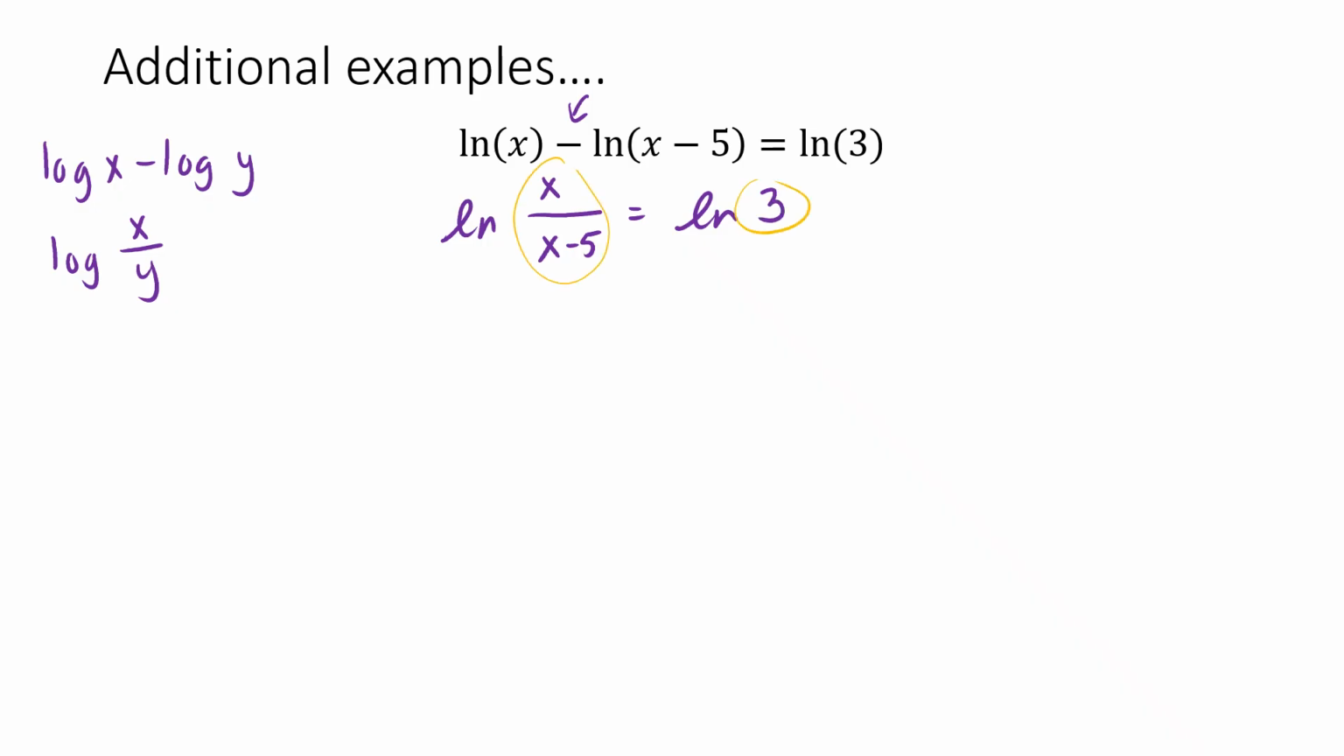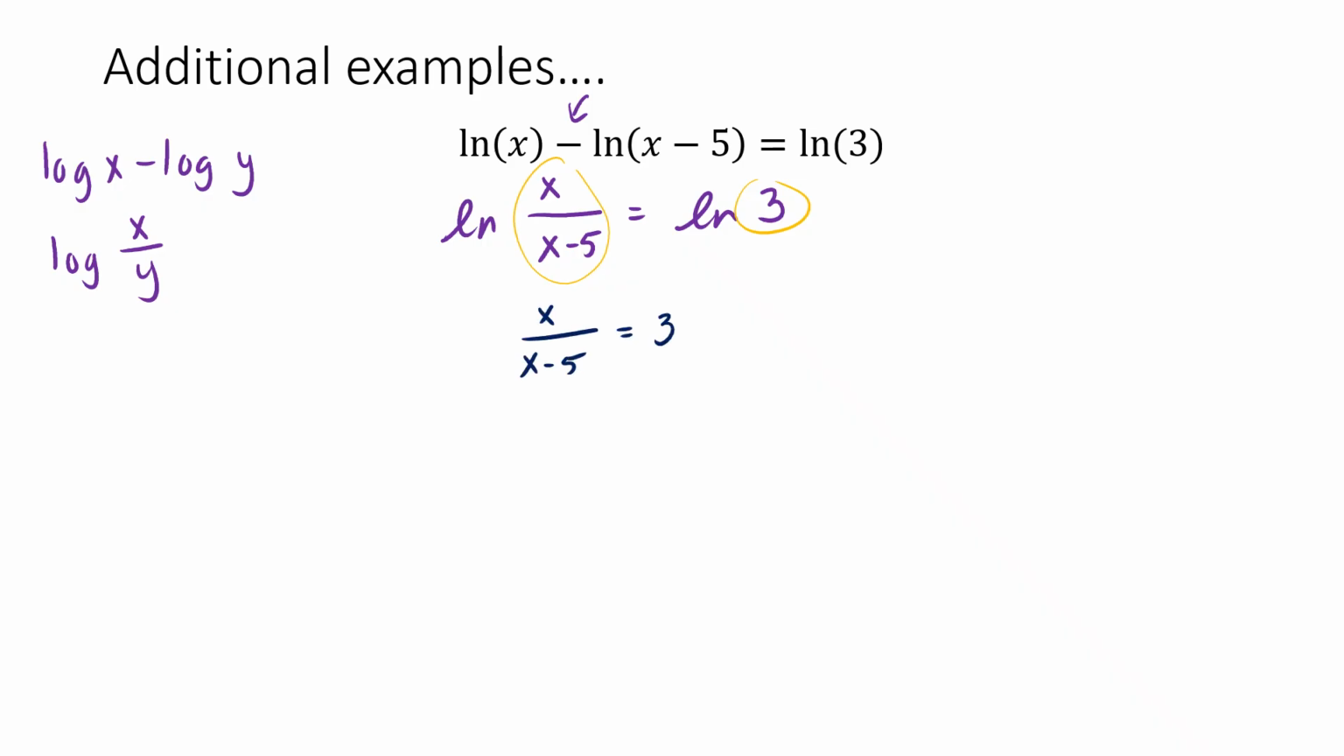We're going to unlog both sides, or we could think of it as the natural logs cancel each other out. Since we're doing the same thing on both sides, we're just going to undo the same thing on both sides. Do not divide both sides by an ln. That would be wrong. Do not do that. So where does that leave us? That leaves us with x over x minus 5 equals 3.